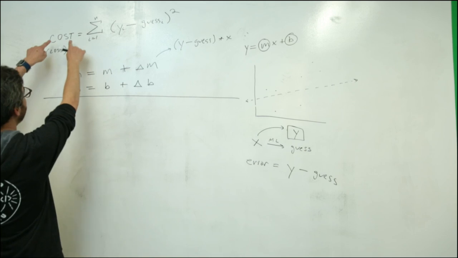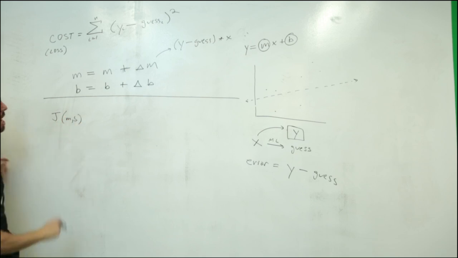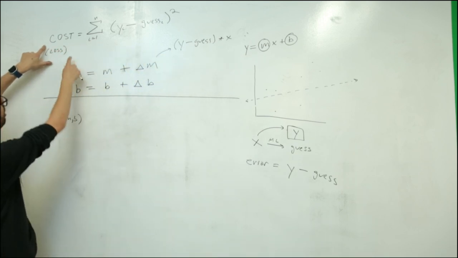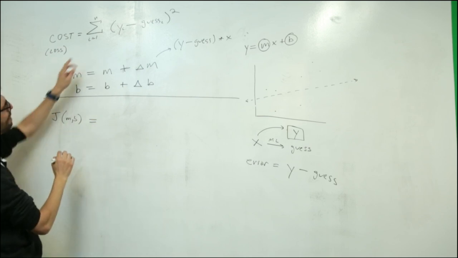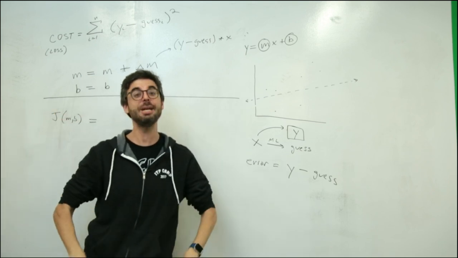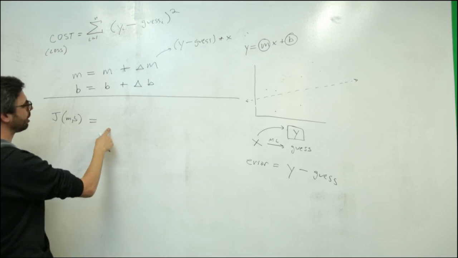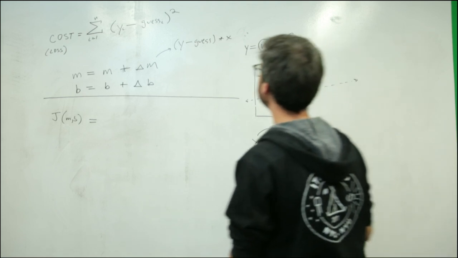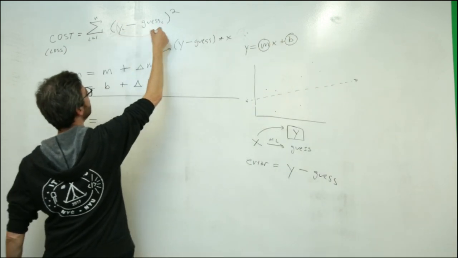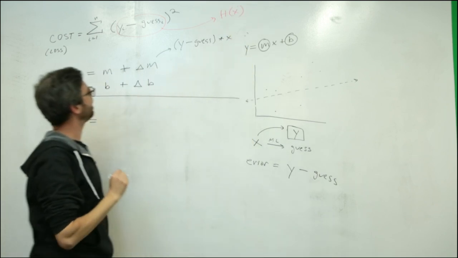So this cost function, I'm going to call J, and it's really a function of m and b, right? I want to minimize the error for certain m and b values. That equals, I'm going to get rid of the sum to simplify. I could keep the sum in there, but I'm going to get rid of it to simplify. That equals, and I'm going to take what's written here and call that h, a function h of x, right?